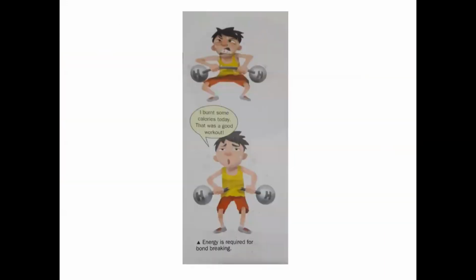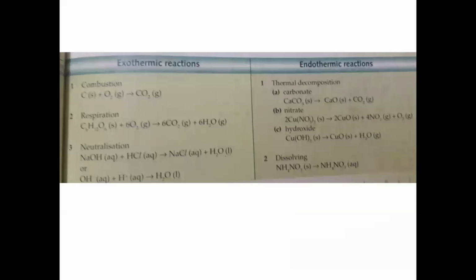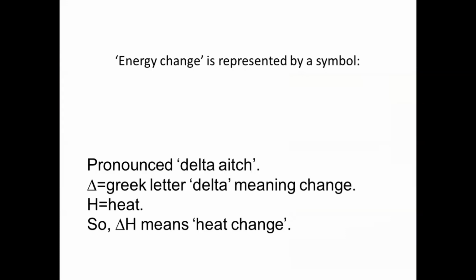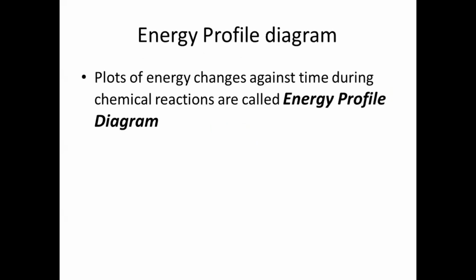Then what is delta H? Delta H is basically the enthalpy change, the energy change. We have to check whether more energy is taken in or more energy is released, and we decide accordingly. The normal examples of exothermic and endothermic reactions around us: combustion, respiration, and neutralization are exothermic reactions, while endothermic ones include thermal decomposition of different compounds and dissolving of some ionic compounds. That is an endothermic reaction. It takes in heat from the surrounding. We represent energy change with the symbol delta H, which means heat change basically.